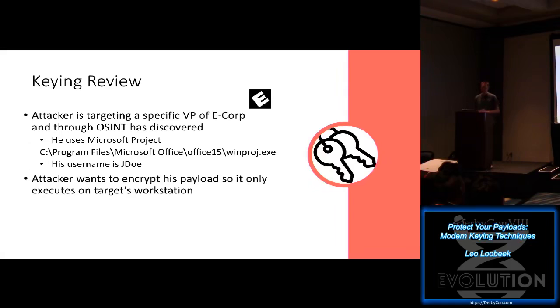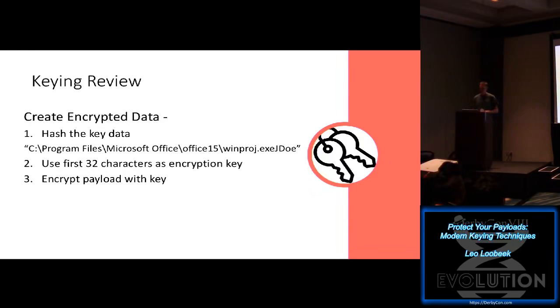So we'll go ahead and go with an example here. Let's say you're trying to target a specific VP of eCorp, and through OSINT you discovered that he uses Microsoft Project, and you know what Office version, so you know that file path will exist on the target. You also know that his username is jdoe. So basically the attacker is going to encrypt his payload so it only executes on that system.